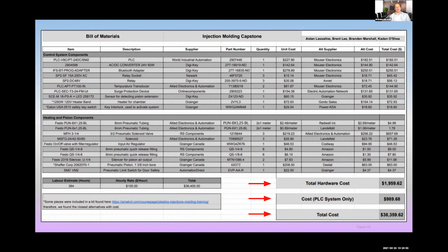their inventory changes when there is not a high demand for the part. And we determined that if we were to charge $100 an hour for labor with an estimated 364 hours of labor, the total labor cost would be around $36,400. We determined that the total cost of the machine would be just under $2,000, so the total cost estimate would come to $38,360.